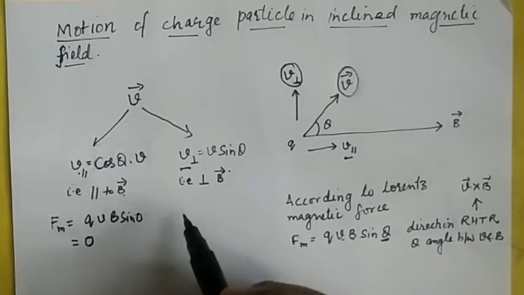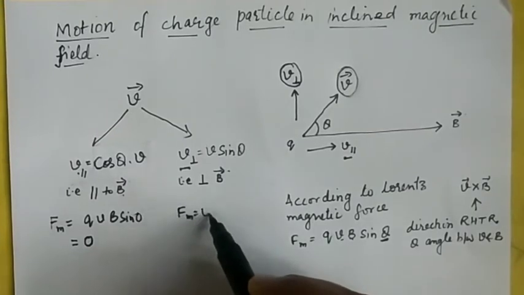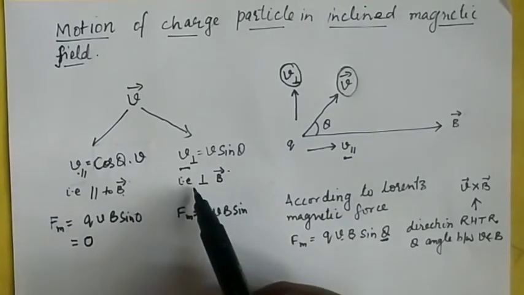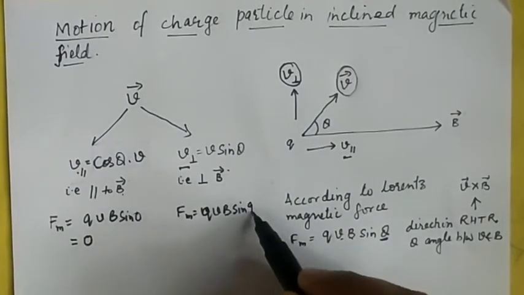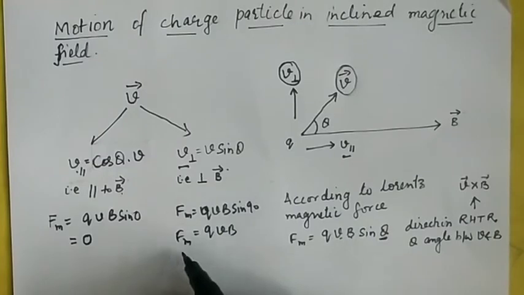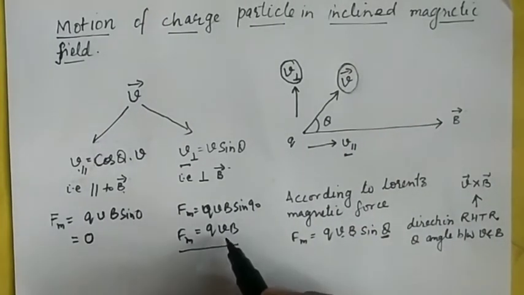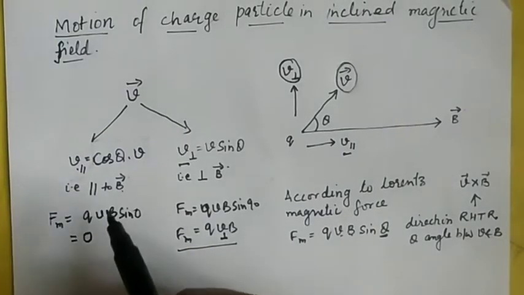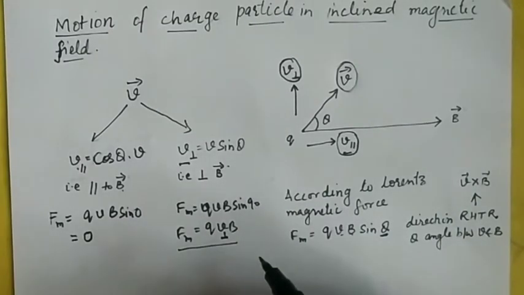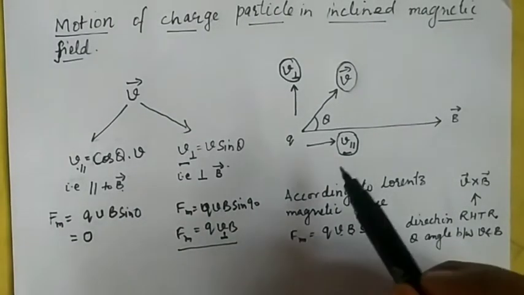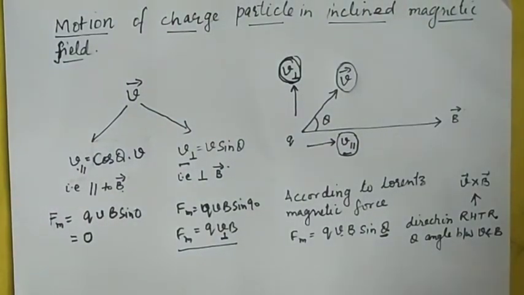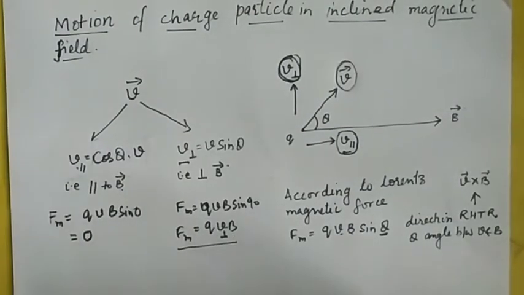Now for v perpendicular, the Lorentz magnetic force is QVB sin theta. For this case, velocity is perpendicular, that is 90 degrees, and sin 90 degrees is 1. So the Lorentz magnetic force is equal to QVB, where the velocity is v perpendicular. The parallel component of the velocity, along the direction of magnetic field, will not experience any Lorentz magnetic force, and the perpendicular component of the velocity will experience a force given by Q v perpendicular into magnetic field.